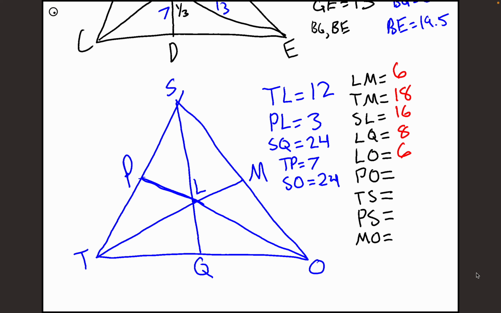Adam, what did you get for BO? 9? Trenton? TS? PS? Maddie? And then MO? 12. Okay. Do we have any questions on this?